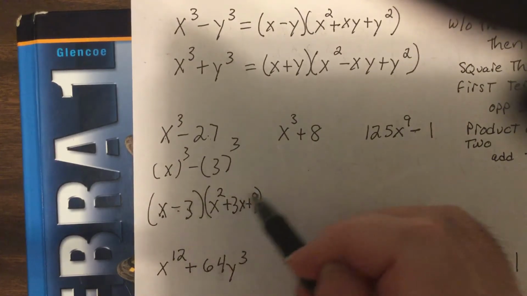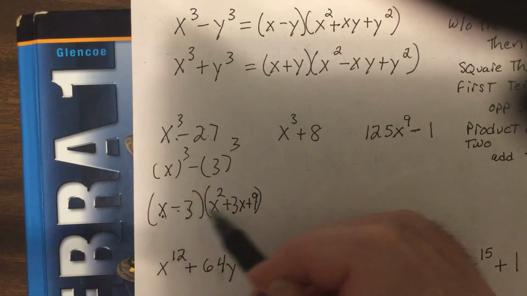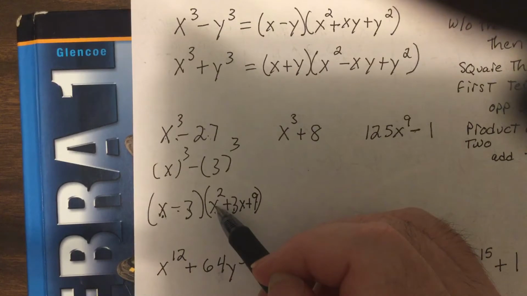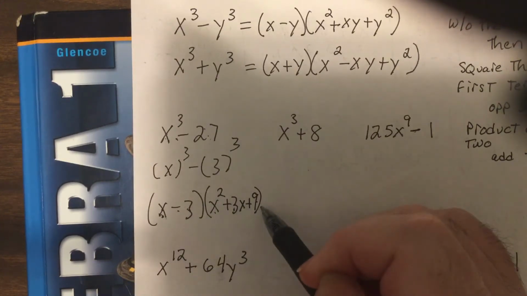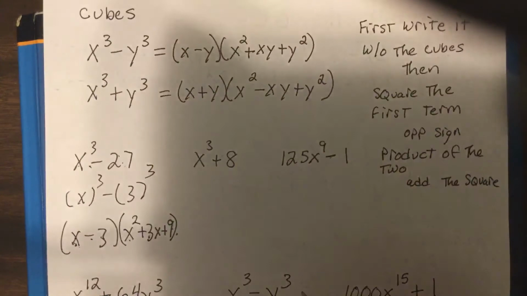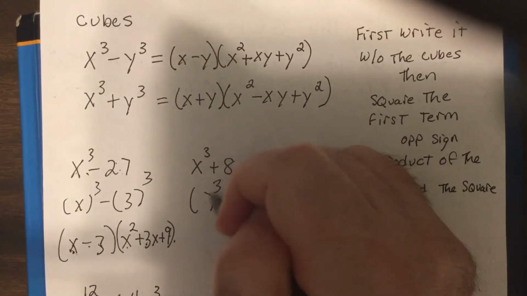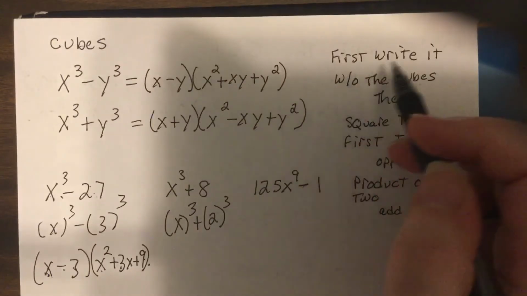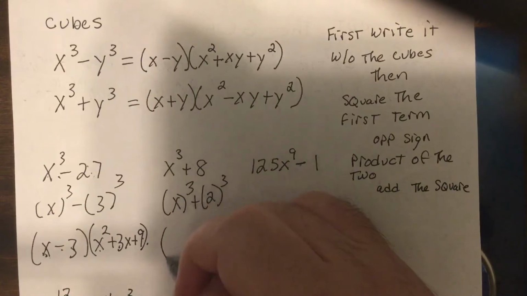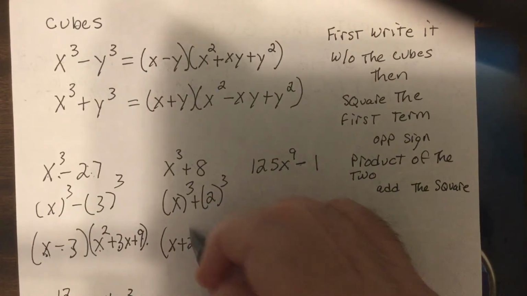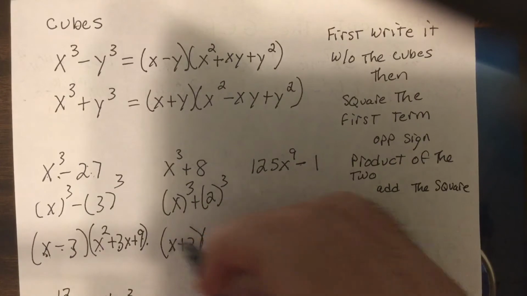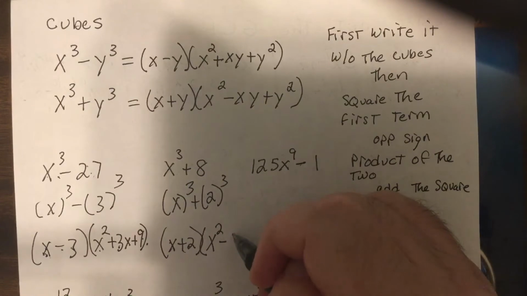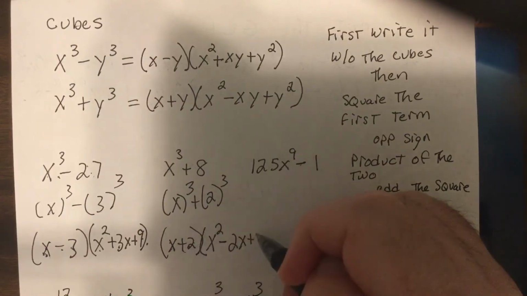Then if you multiply it all out, you get x cubed minus 27. X cubed. Then you get plus 3x squared. This is minus 3x squared. X times 9 is 9x minus 9x. So, what are you cubing? That'd be x cubed. We're cubing 2. So, it's first, write it without the cubes. So, x plus 2. Then, square the first term, opposite sign. Product of the two, add the square. So, 2 squared is 4.